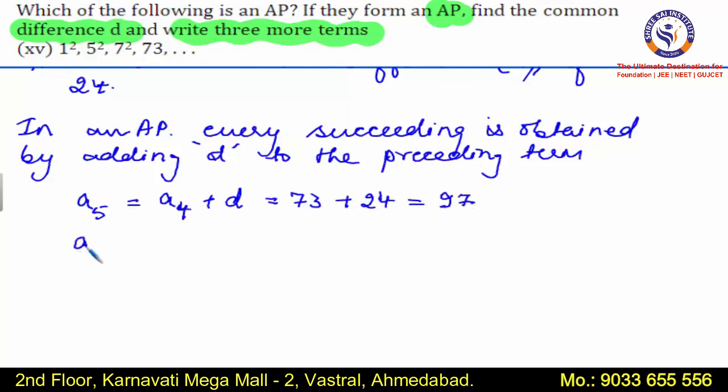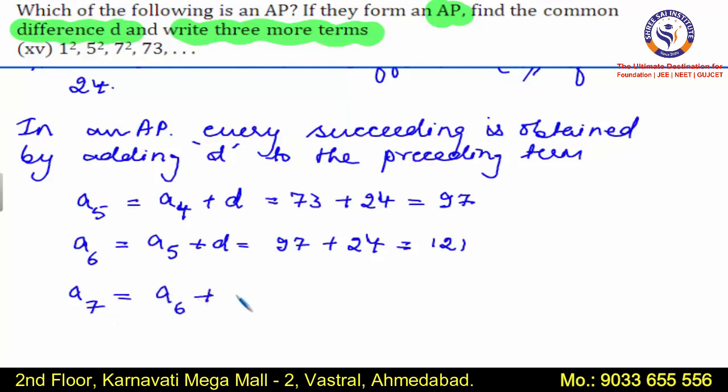97. Let's now find out the sixth term. This we will get on adding the fifth term to the common difference. And the fifth term is 97 and the common difference is 24, and this on simplifying comes equal to 121. Now let us find the seventh term. This is equal to A6 plus d, that is the sixth term plus the common difference. This is equal to 121 plus 24, and this is equal to 145.